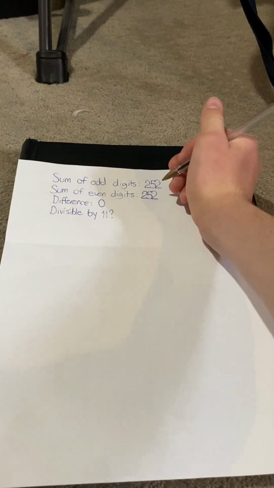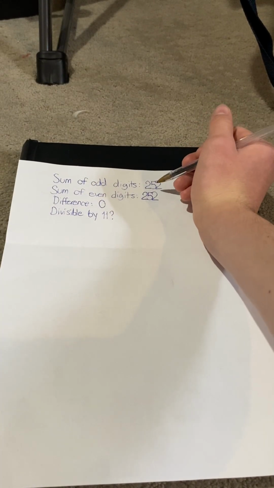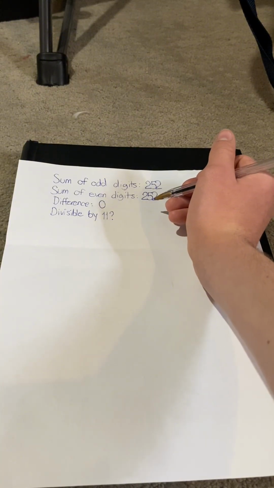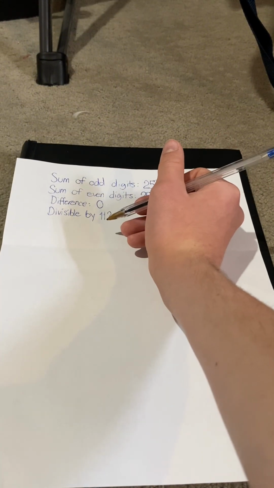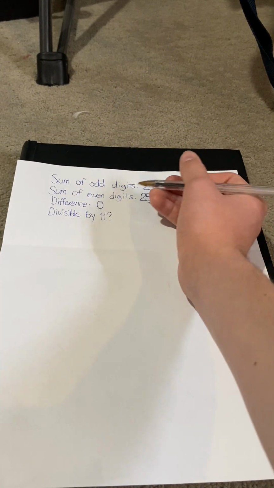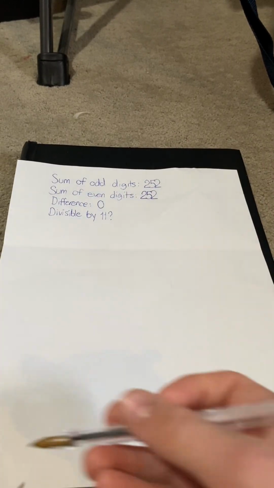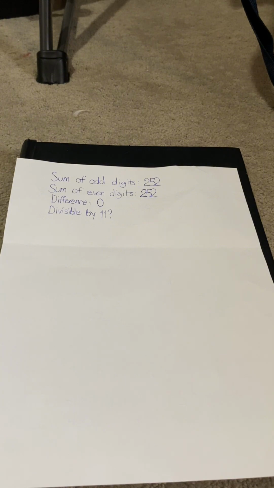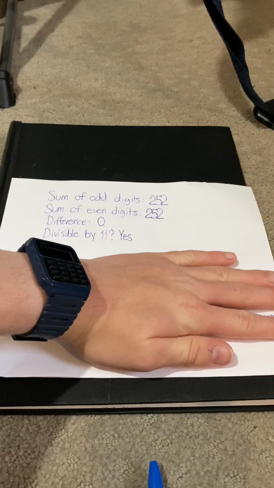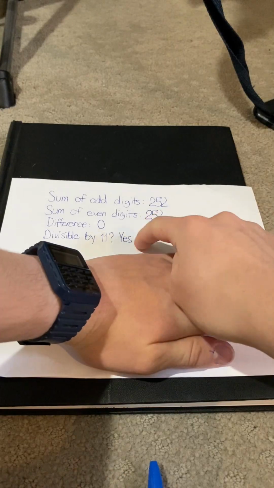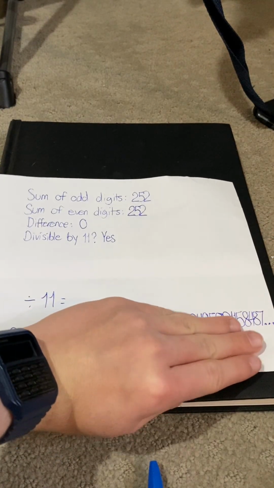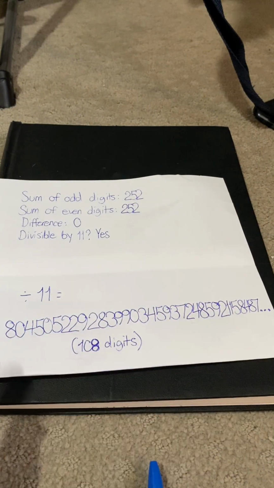You can also check if it's divisible by 11 by seeing if the difference between these two is divisible by 11. Well, 0 is divisible by 11 because dividing it by 11, you get 0. So, there we go. Let me prove it to you real quick. I'll calculate what it equals. So from this, we can infer that it is indeed divisible by 11.